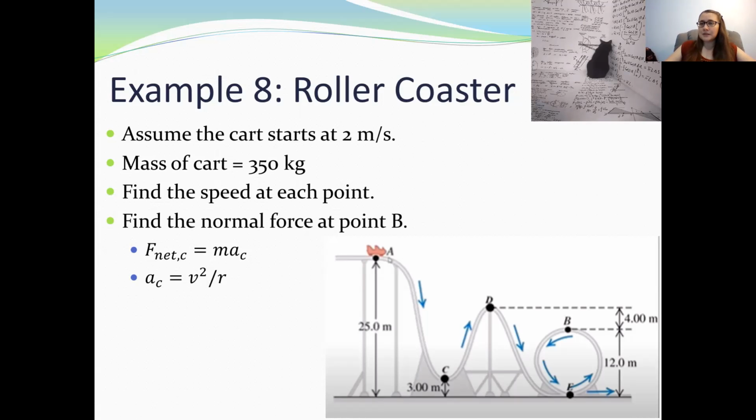So we'll talk more about centripetal acceleration and centripetal versus centrifugal force probably next week. But I went ahead and wrote the equation there for you so you can see it. The centripetal acceleration equals velocity squared divided by the radius of the circle.